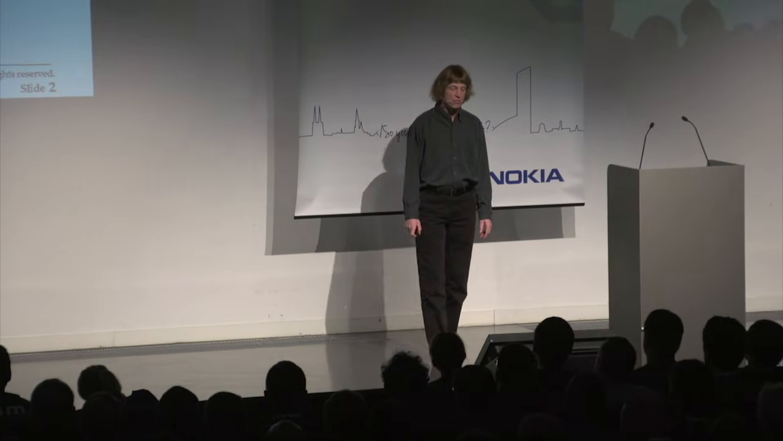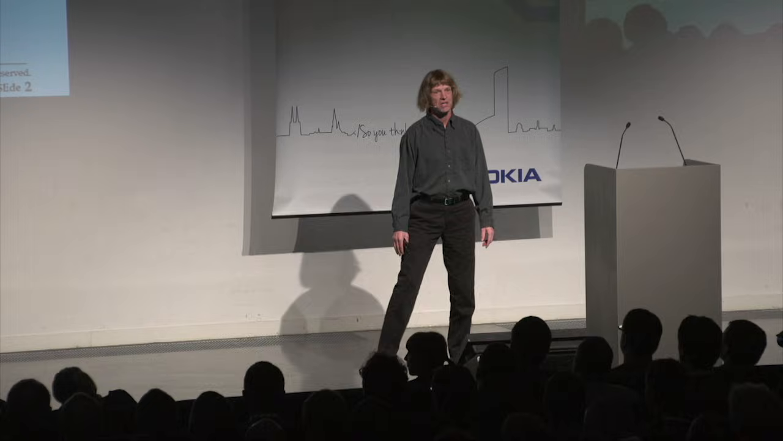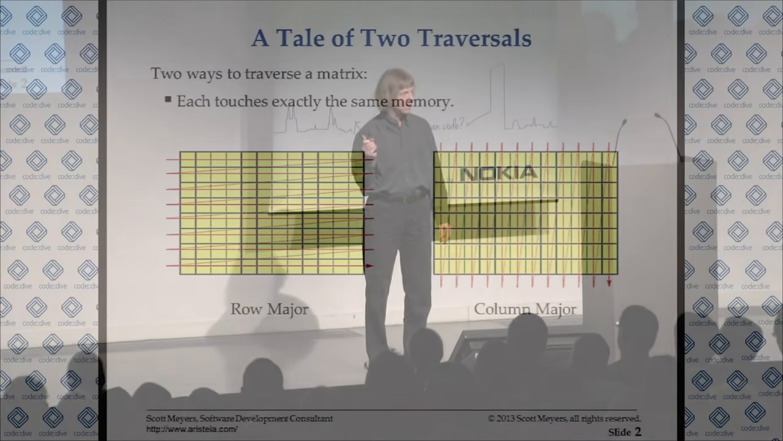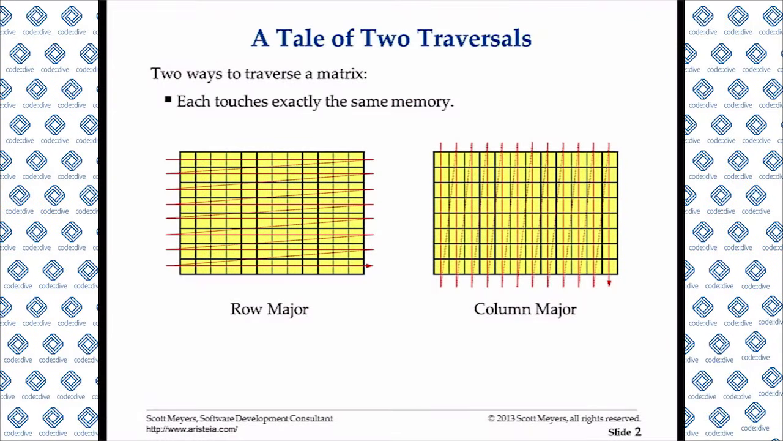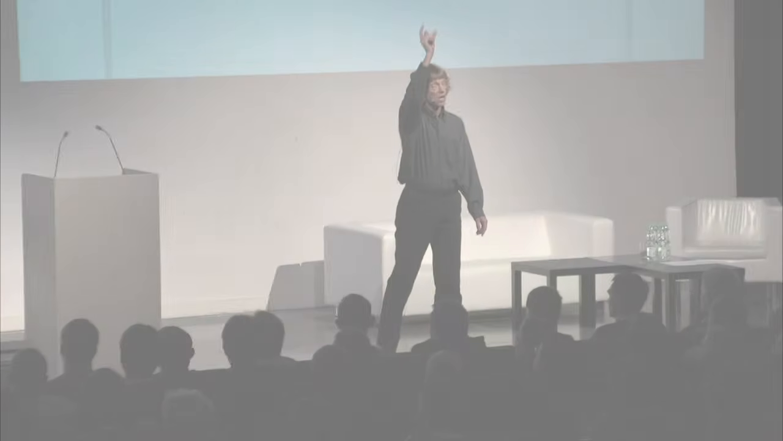I want to start with a very simple problem. Let us suppose we have a matrix, and what we want to do is visit every element of the matrix, maybe to find out how many non-zero elements we have, perhaps to add up the total number of values in the elements. There's two basic ways that we can traverse this matrix. We can go row by row. This is known as a row major traversal. It visits every element of the matrix exactly once. We can go column by column. We'll also visit every element of the matrix exactly once. Both traversals do exactly the same amount of work. They visit the same number of memory locations, they just do it in a different order.